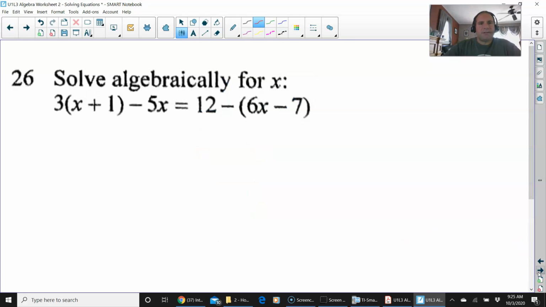And the last one here is a large question, but we are going to take it step by step. We have to do distributive property. Let's work on the left side first. We have 3 times x, which is 3x. We have 3 times 1, which is 3. And I'm going to bring down that minus 5x.